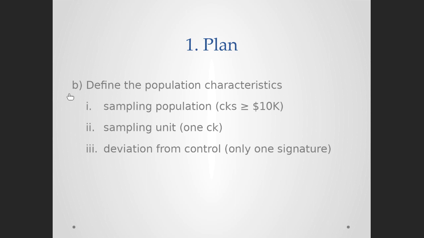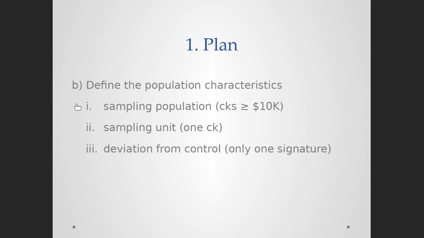The second activity, or activity B, under the planning is to define the population characteristics. So we want to test internal control, and we want to test one internal control at a time. You will test one internal control at a time to see whether the internal control is working the way the management says it's supposed to work, or is it just a written procedure and no one follows the procedure. That's what you want to test. You want to test whether the internal control procedure is followed or not.